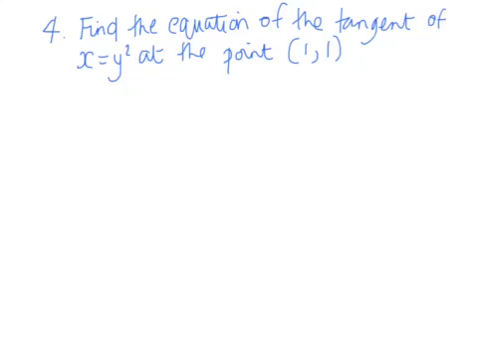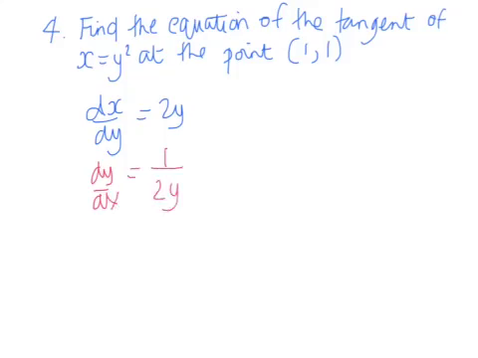Okay, so obviously we can apply this to simple problems like this one. Find the equation of the tangent of x equals y squared at the point 1, 1. Okay, so dx by dy is going to be 2y. So dy by dx will be 1 over 2y. At the point we're interested in, so at the point 1, 1, dy by dx is going to be 1 over 2 lots of y is 1, so it's going to be a half.